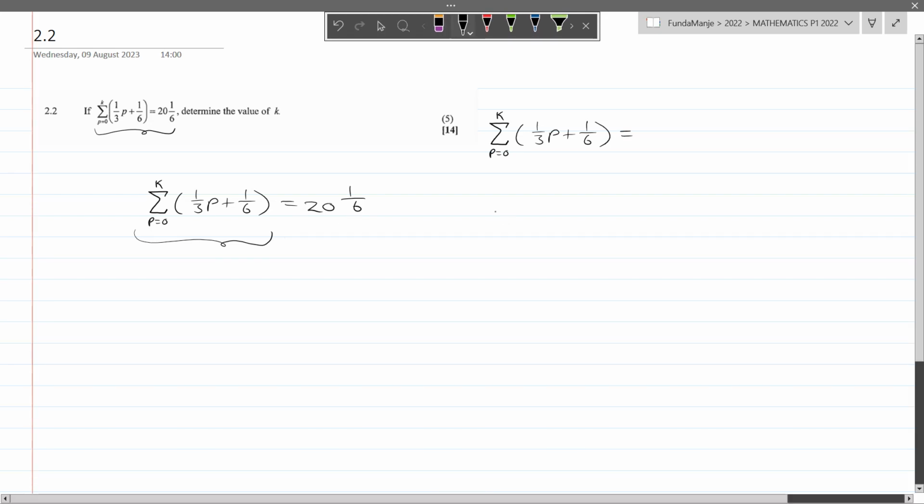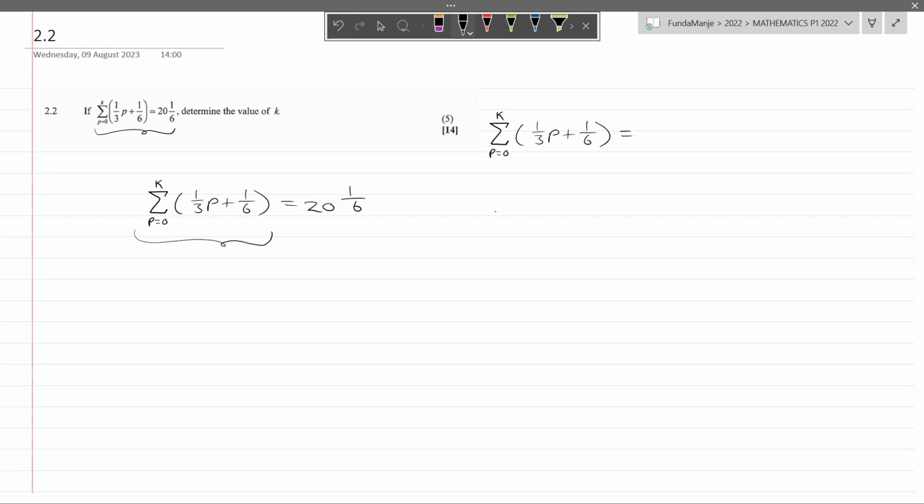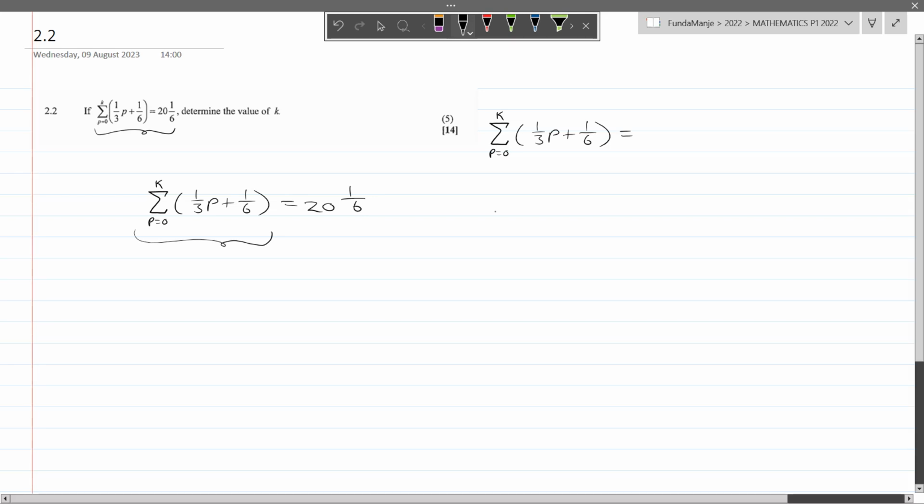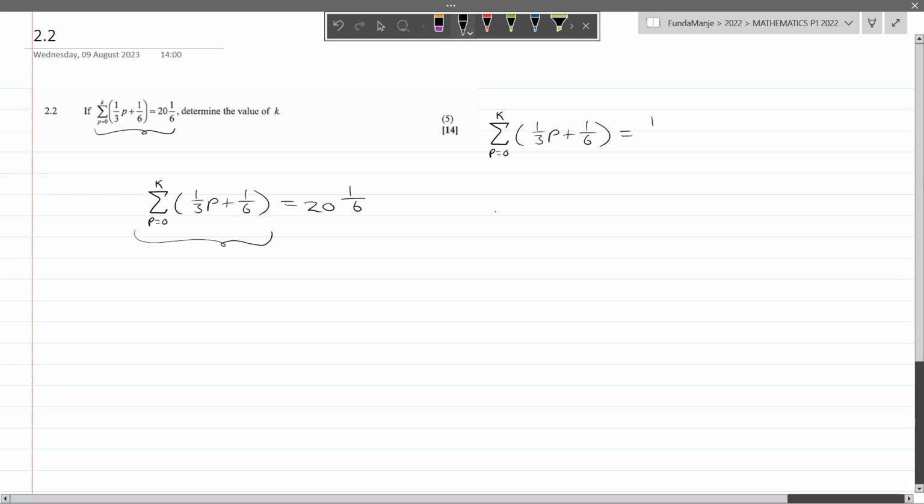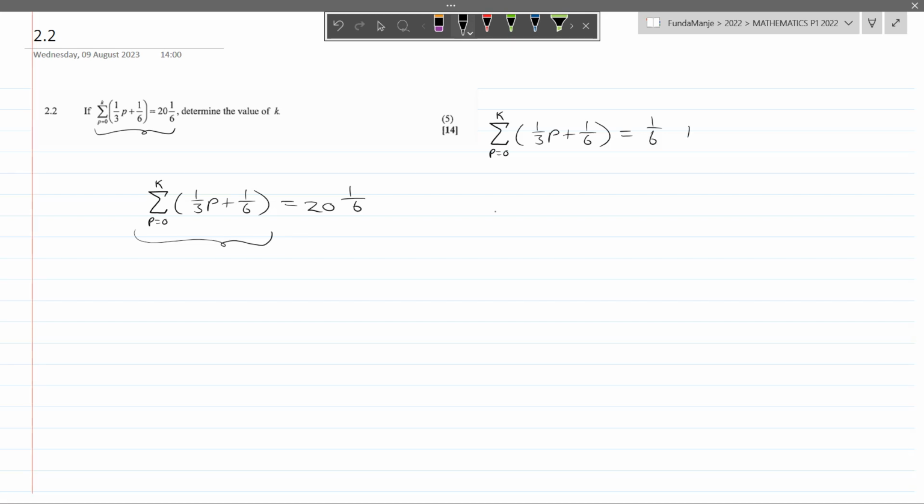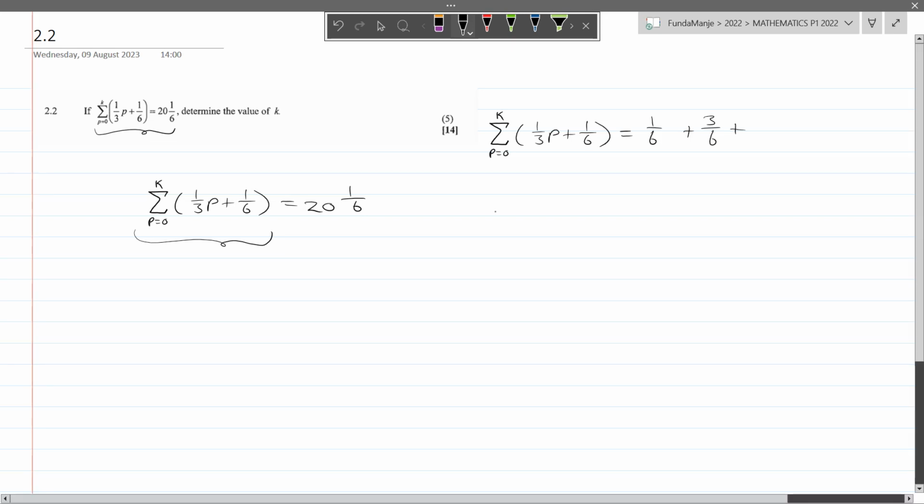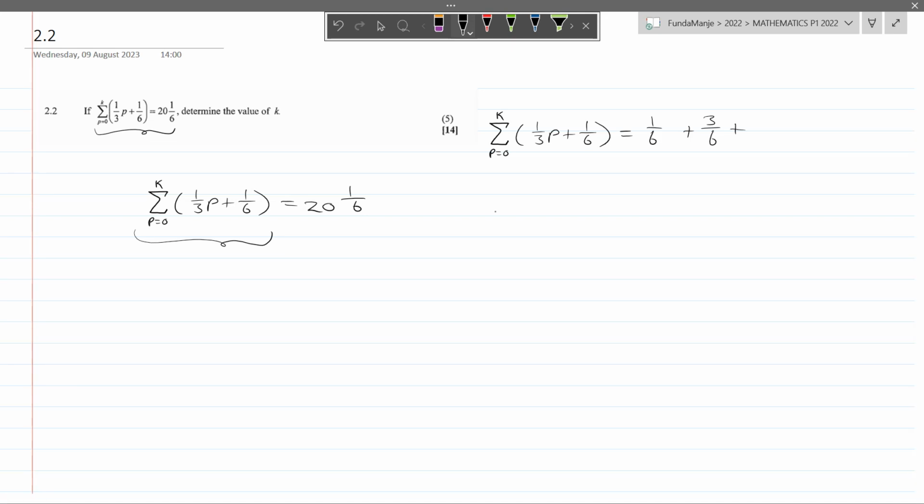So first step, in order to solve any question involving sigma notation, is we need to expand if we can. Since we know p is equal to 0, we can substitute into p and get the first term. So if p is 0, then our first term is just 1 over 6, plus, if p is 1, it will be 1 over 3 plus 1 over 6, which is 3 over 6, plus, if p is 2, then it's 2 over 3 plus 1 over 6.